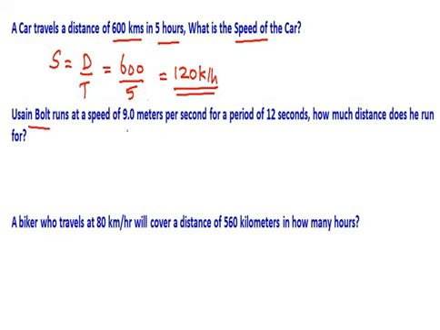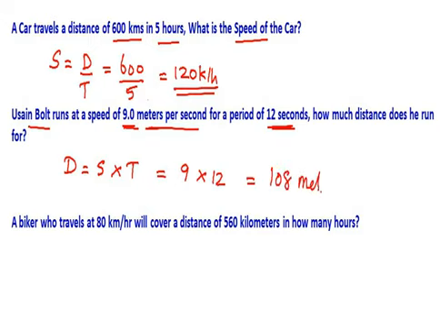Usain Bolt runs at a speed of 9 meters per second for a period of 12 seconds. How much distance does he run? Right? So distance is equivalent to speed multiplied by time. So speed is 9 meters per second and time is 12 seconds. So what is going to be the answer? 108 meters.